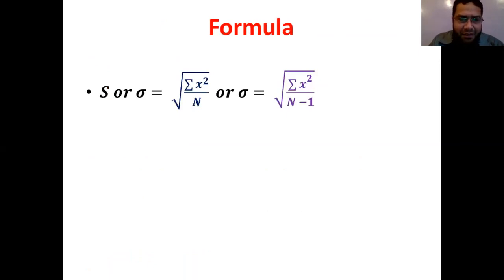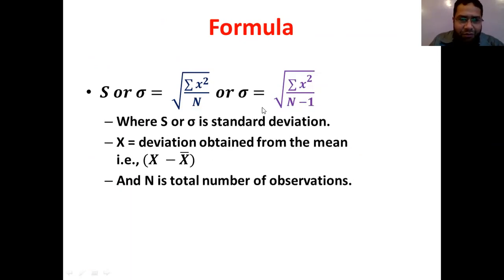The formula for calculating standard deviation is given by sigma equal to the square root of summation of x square by n, or sigma equal to the square root of summation of x square divided by n minus 1. Where S or sigma is the standard deviation, x is the deviation of the observation from the mean, so x is X minus X bar, where X bar is the mean.